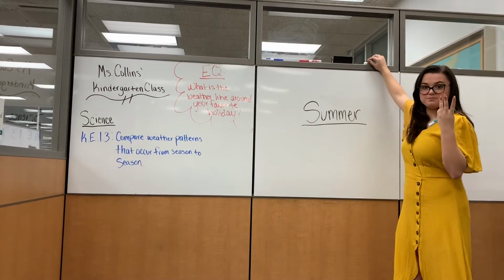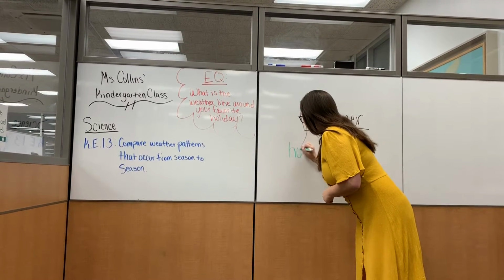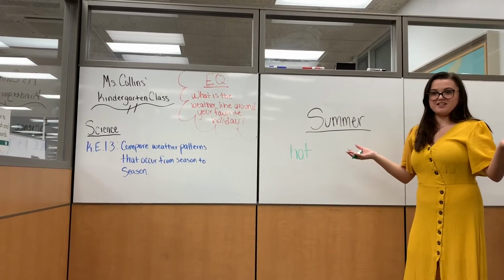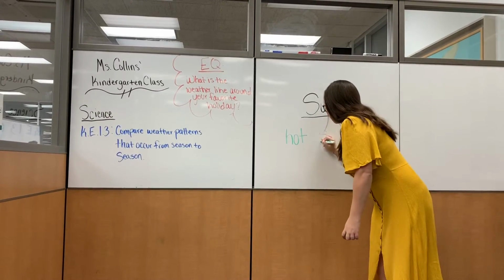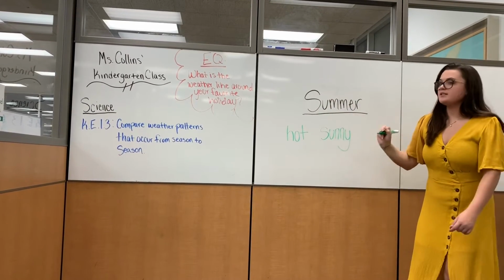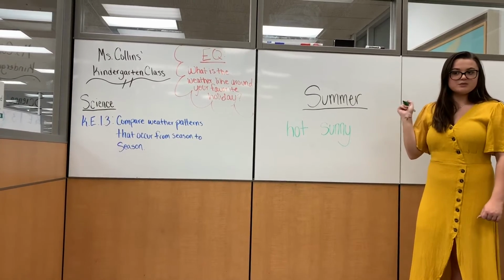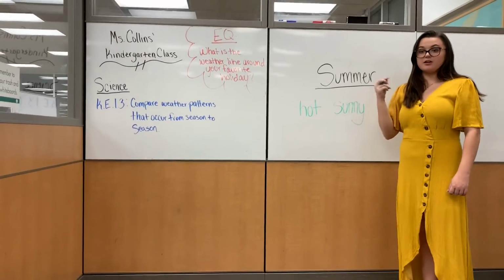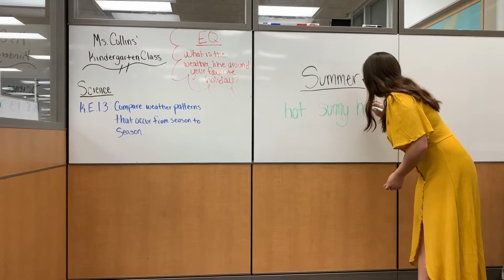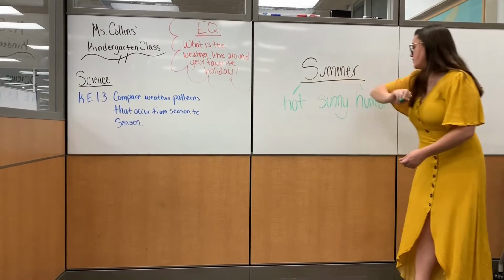Three things about summer. It's hot. Yep. What do you always see on a good summer day? The sun, right? So it's sunny. And sometimes when it's really hot, people say it's what? Do you guys know what it is when there's moisture in the air? It's called humidity. So sometimes summer can be really humid. So that is our 3 things for summer.